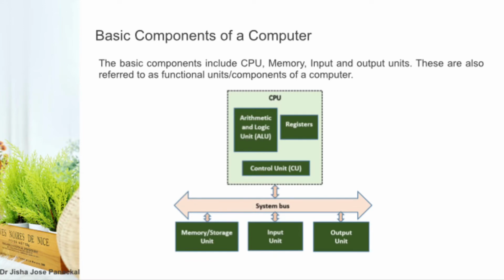The basic components include the CPU, memory, and input and output units. These are also referred to as functional units or basic components of a computer. It is represented using a block diagram. Here we have the CPU, and inside the CPU we have the arithmetic and logic unit, abbreviated as ALU, and registers, and we also have the control unit. These components are connected through a communication channel called the system bus.